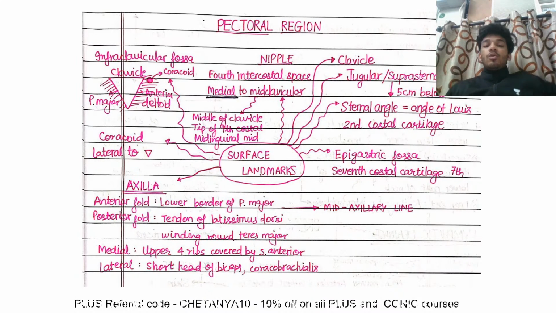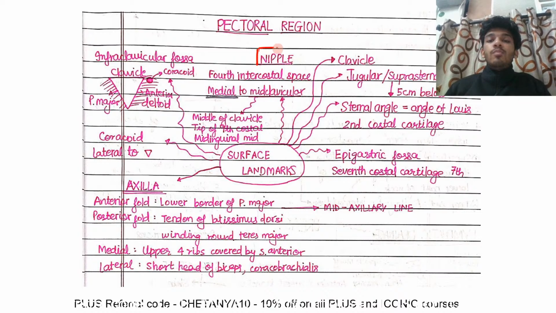So let's start with the pectoral region. First of all, whenever we talk about the pectoral region, we have to talk about the various surface landmarks that are there on the pectoral region. So the first and the most important surface landmark, which is also an MCQ for your NEET PG, is your nipple, right? It is one of the most important surface landmarks, and it's a very recognizable surface landmark. It's often asked that where is the nipple located? It is located in the fourth intercostal space.